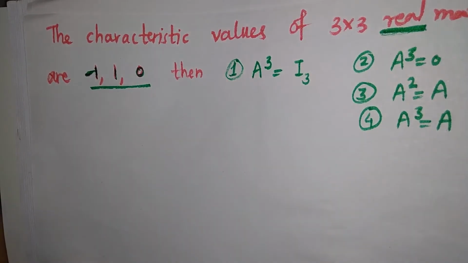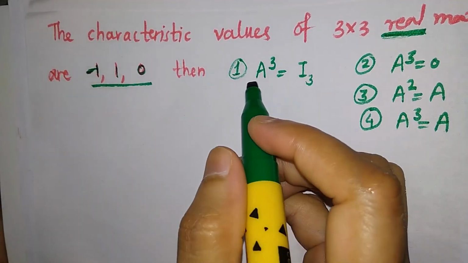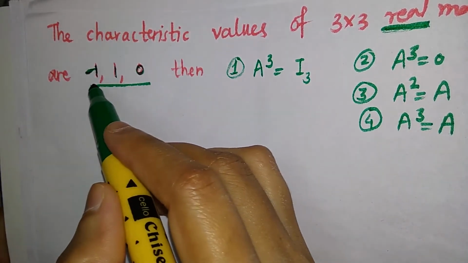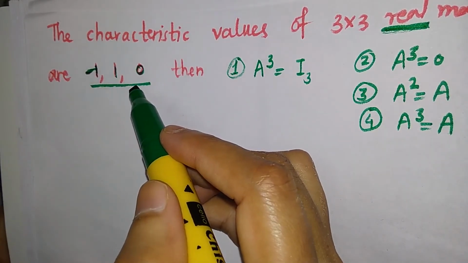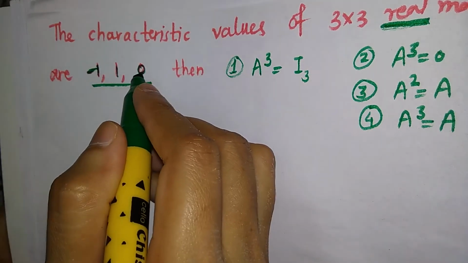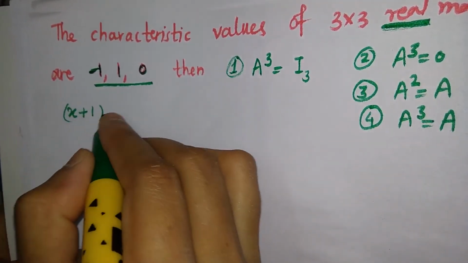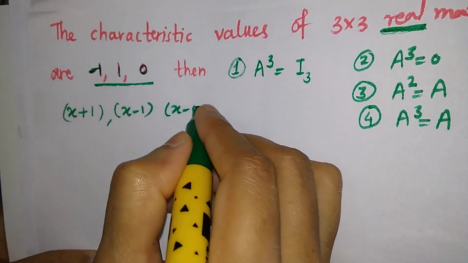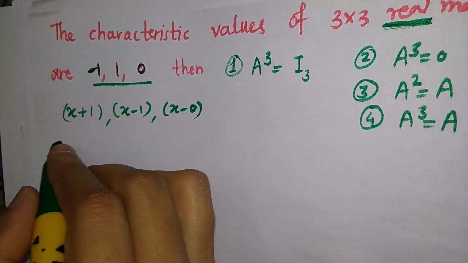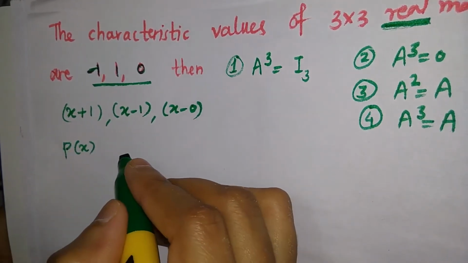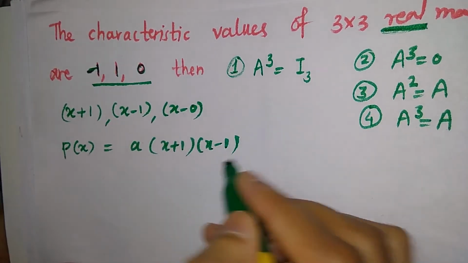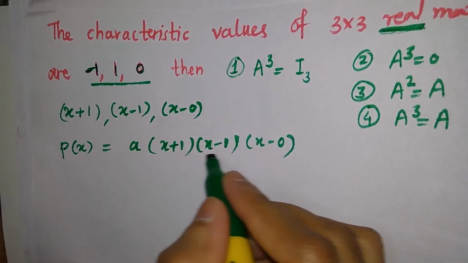Now we will effectively use Cayley's theorem, which says that every matrix satisfies its characteristic polynomial. Now we know that these characteristic values are the roots of characteristic polynomial, right? So from these roots, first find out the characteristic polynomial. Now -1, 1 and 0 are the roots. That means x plus 1, x minus 1 and x minus 0 are the factors of the characteristic polynomial, right? Now I will denote the characteristic polynomial by p of x. So this p of x must be equal to a times x plus 1, x minus 1 into x minus 0, right? Because these are the factors.